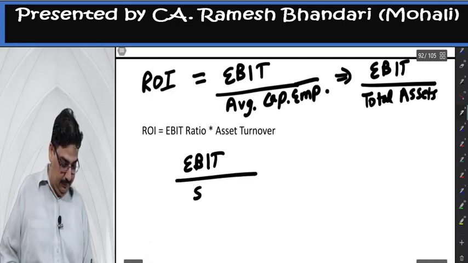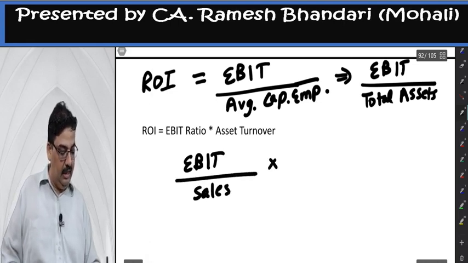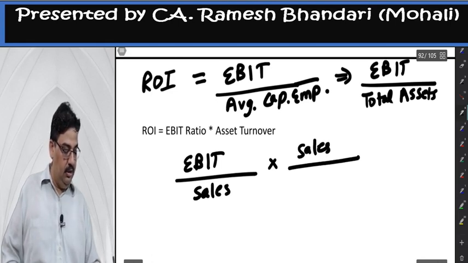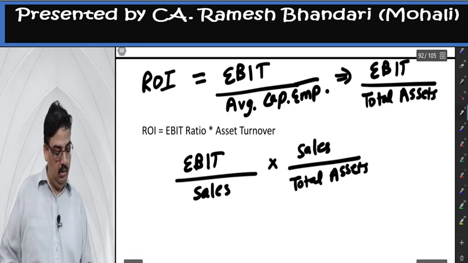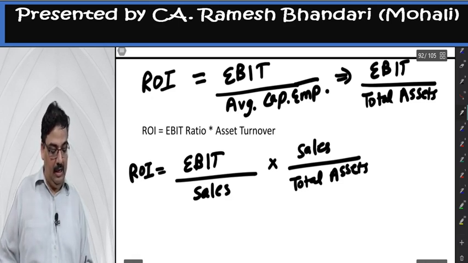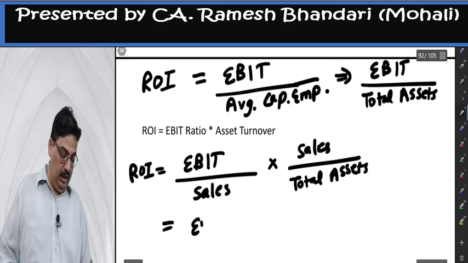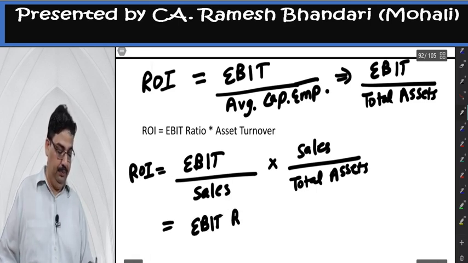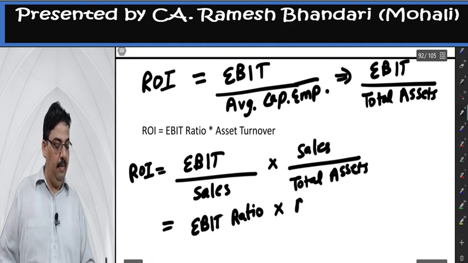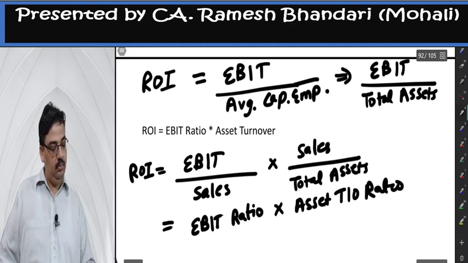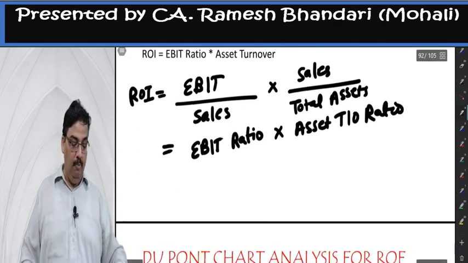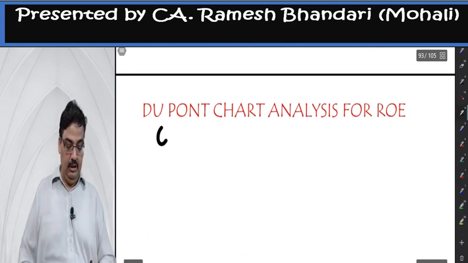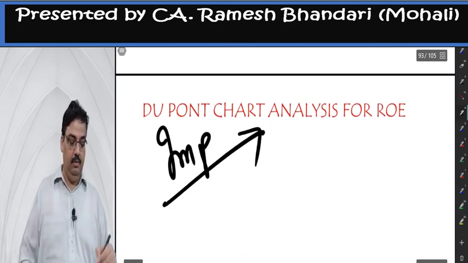EBIT divided by sales multiplied by sales divided by total assets. This is what that company said. So this is the EBIT ratio, which is a profit ratio, multiplied by the asset turnover ratio. They have done so much further analysis which we are not into. ROE is more important for you. This is an important analysis for your understanding.